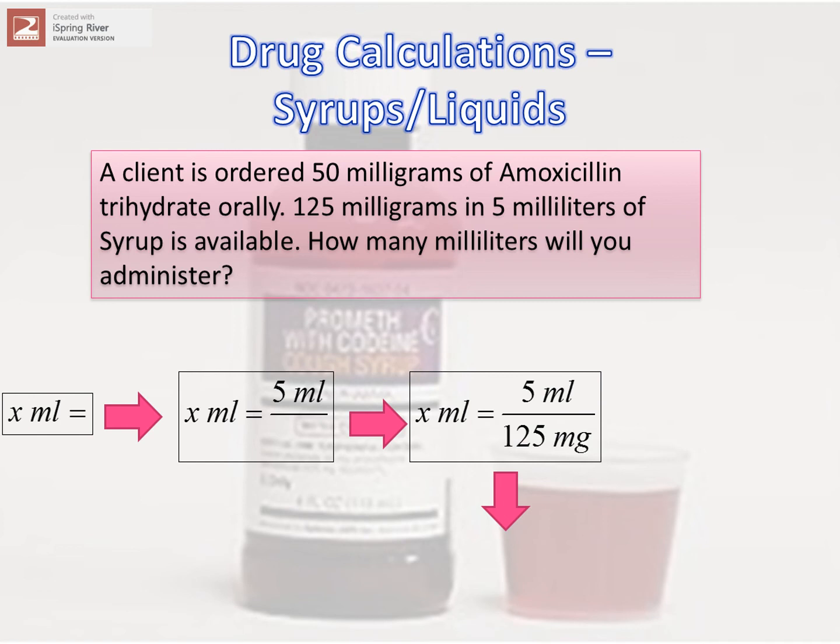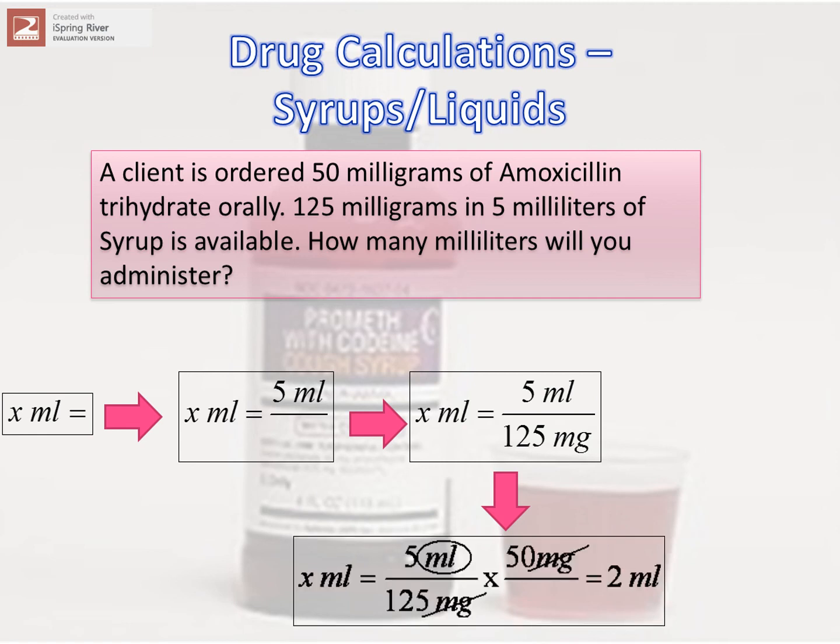We don't want milligrams, so we need to find a way to cancel it out. To cancel it out, we'll put it on top. Where in the problem do we see milligrams again? We see 50 milligrams, so we put that on top. Our milligrams cancel out, and we're left with just milliliters, which is 5 times 50 divided by 125, which will give us 2 milliliters.